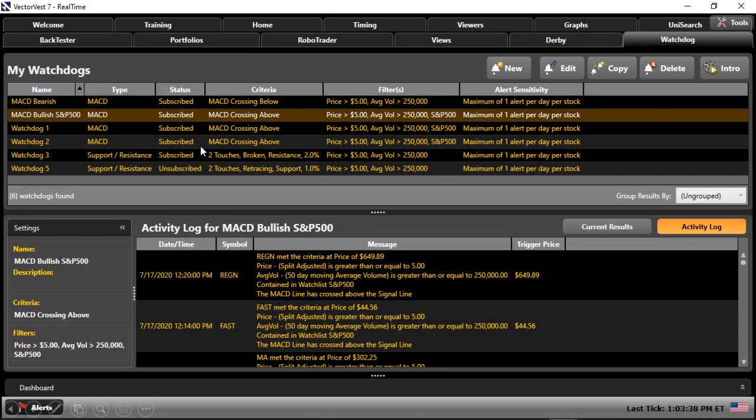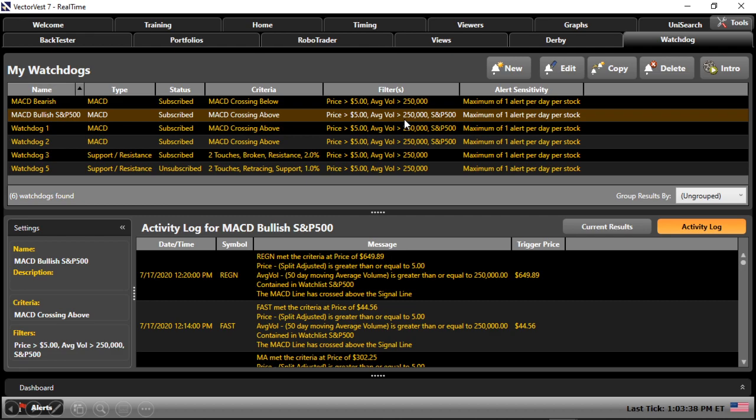Finally, there's a tool called the Watchdog, and it's another tool within the real-time program. You don't have to be in front of your computer. All you have to do is set it up once. Again, let's say you're in a trending market. It's a real-time alerting system. You want to set up a watchdog to say, I want to look at all stocks in the S&P 500 that had a bullish MACD crossover. I like to look for stocks that are above $5, average volume greater than 250,000 shares. You can adjust those filters as well.